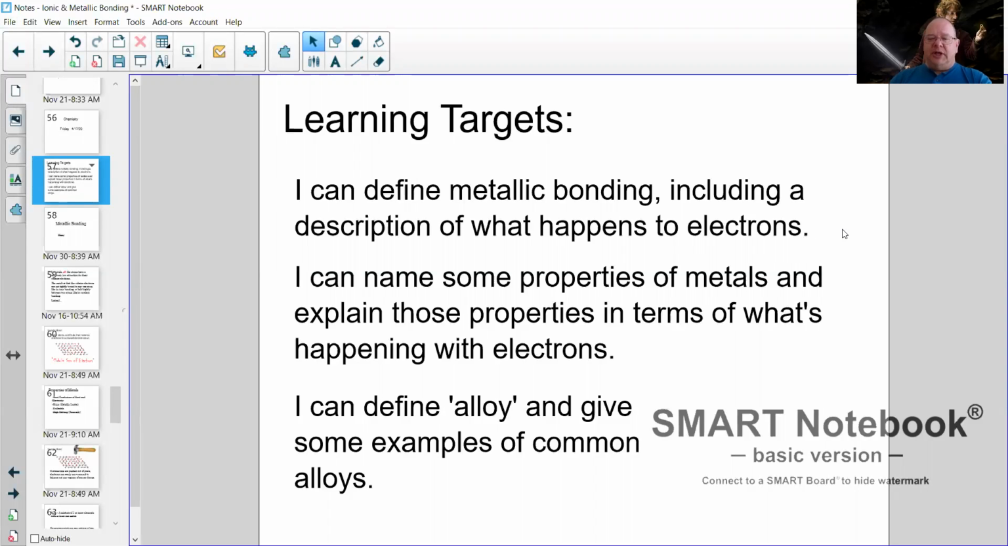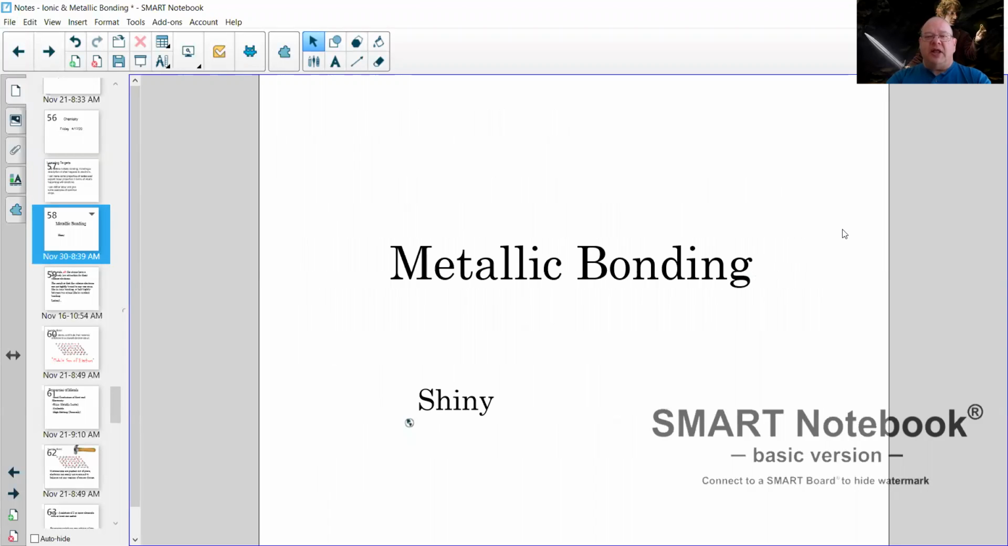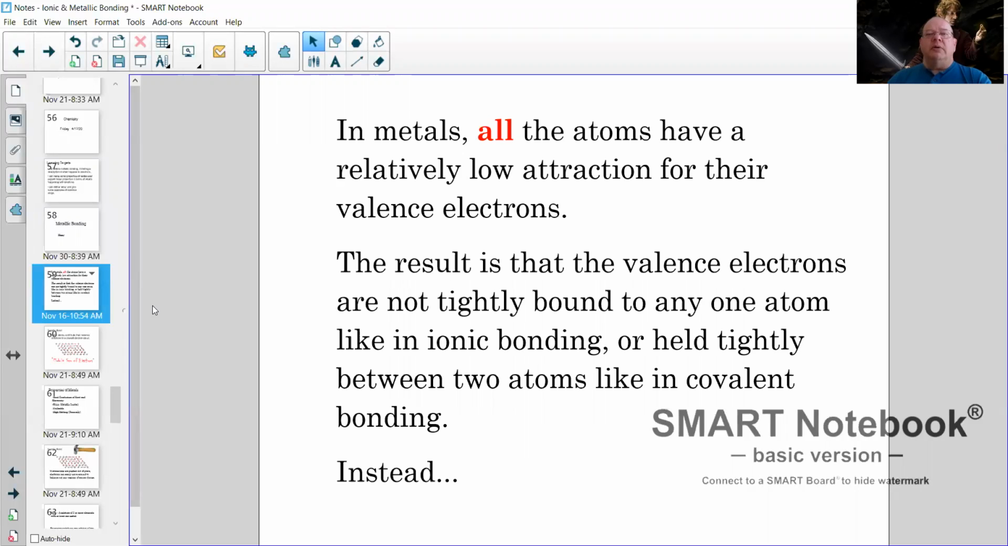So let's just get into it. Metallic bonding. This was just a link to that shiny video from 2 days ago. You know, the one with the big crab. All right.